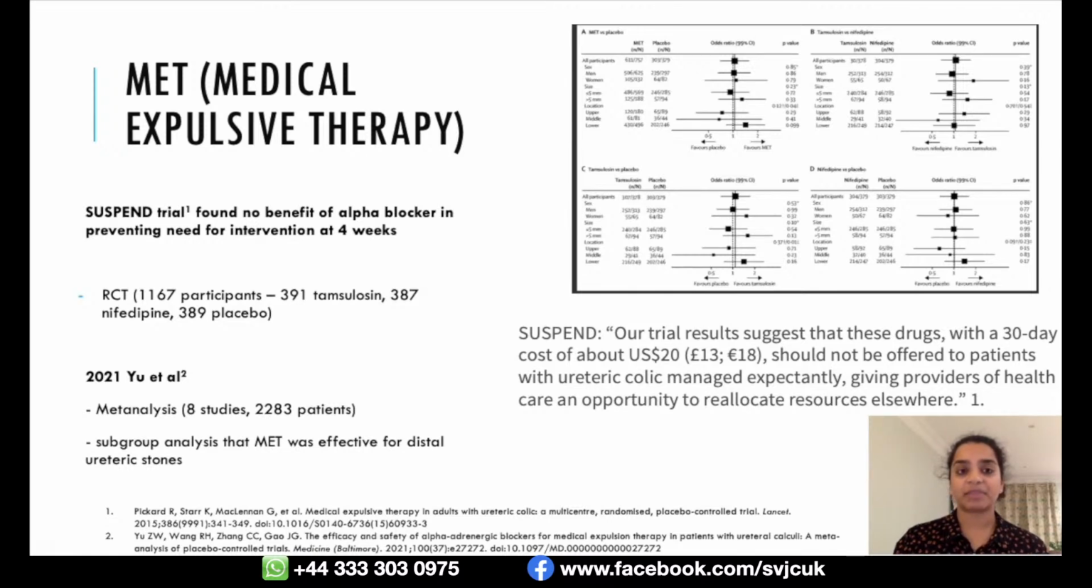The first was the SUSPEND trial, which looked at just over 1,000 patients, randomizing them to having tamsulosin, which is an alpha blocker, having nifedipine, or having placebo. What they found in this study was that there was no difference between the three groups in terms of how likely it was that at 4 weeks they would need an operation to treat the stone. So on the basis of this, and on the basis of the cost of tamsulosin, it was felt from this study that they couldn't recommend that patients should have tamsulosin to help them pass their stones.